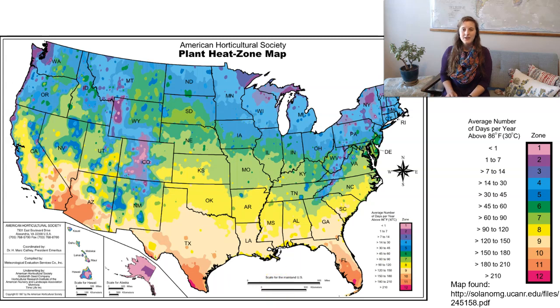Interestingly, where I grew up, which is in Minnesota, has quite a cold climate. So right here is where I'm from, ranging from the 4 to 5 zone. So there's somewhere between 14 to 45 days that are over 86 degrees. Whereas regions such as in Texas, we're going to have many more. So this zone would be 120 to 150 days in the year that are over 86 degrees. So you can see this ranges, and this is going to affect which plants will flourish in these different areas.